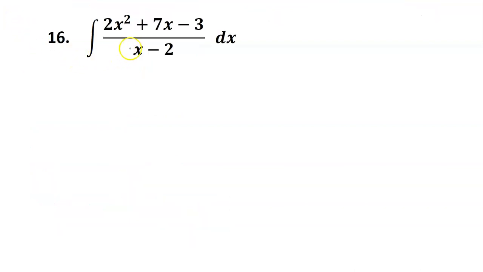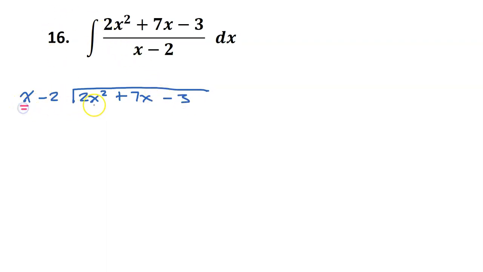When you see that the degree of the numerator is greater than the degree of the denominator, but yet you don't have a monomial, you should be thinking, okay, we're probably going to have to do long division. So I'm going to take that denominator and divide it into the numerator. So I have 2x squared plus 7x minus 3.